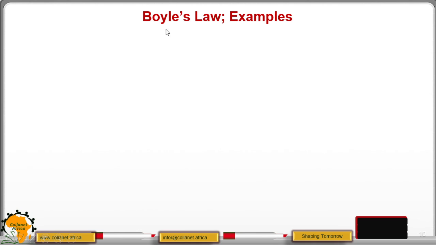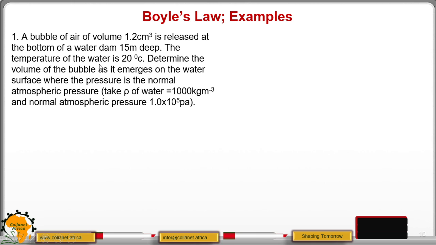Now here we are going to look at Boyle's Law, but now we do some numerical examples. We start with the first one. A bubble of air of volume 1.2 cubic centimeter is released at the bottom of a water dam 15 meters deep. The temperature of water is 20 degrees Celsius.